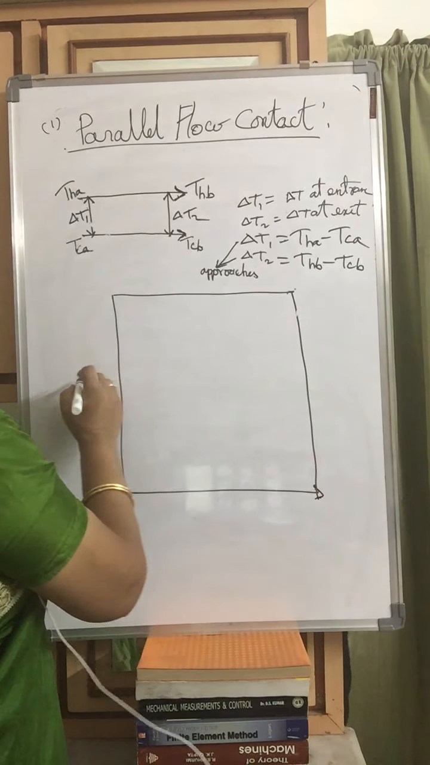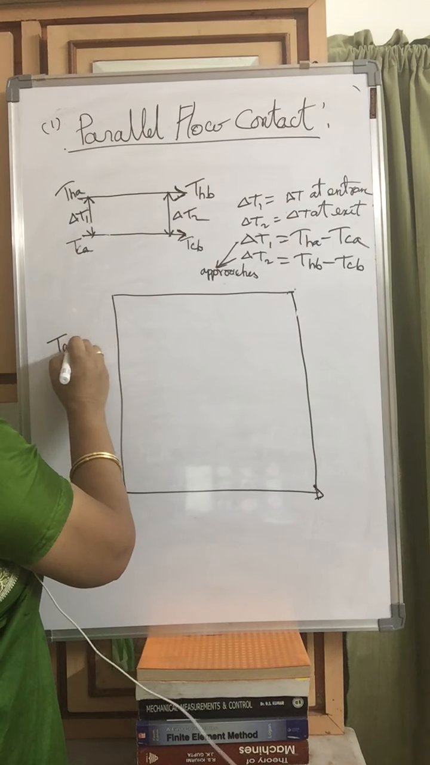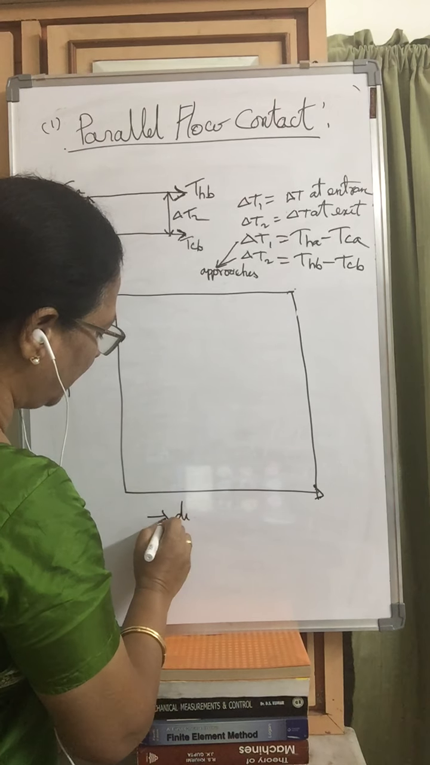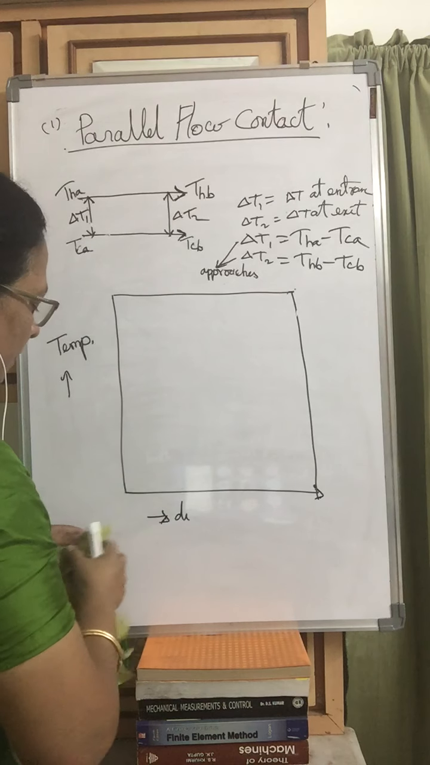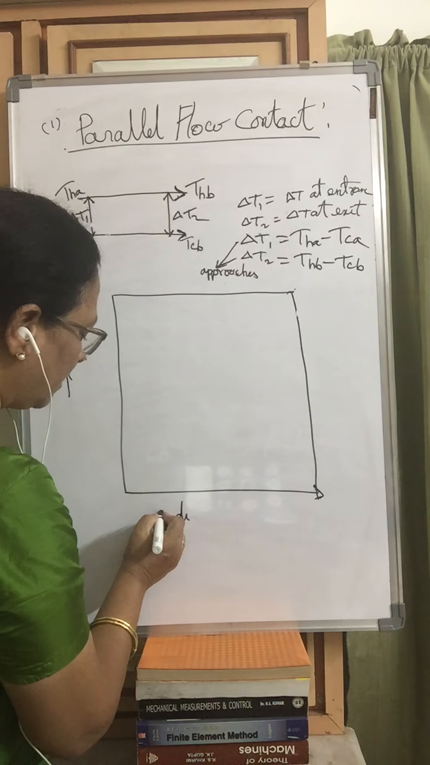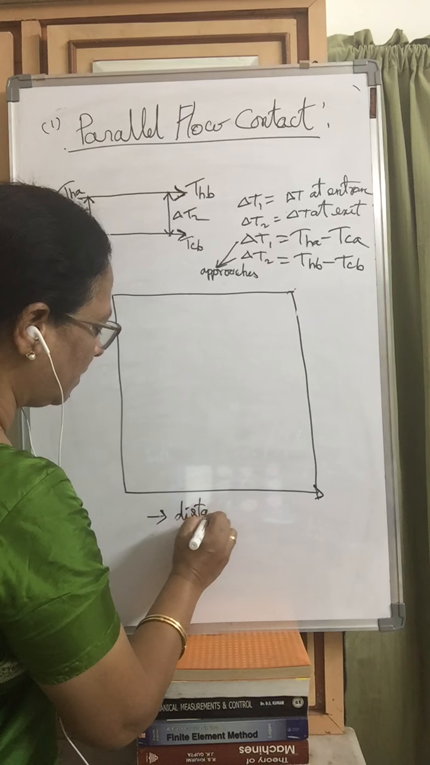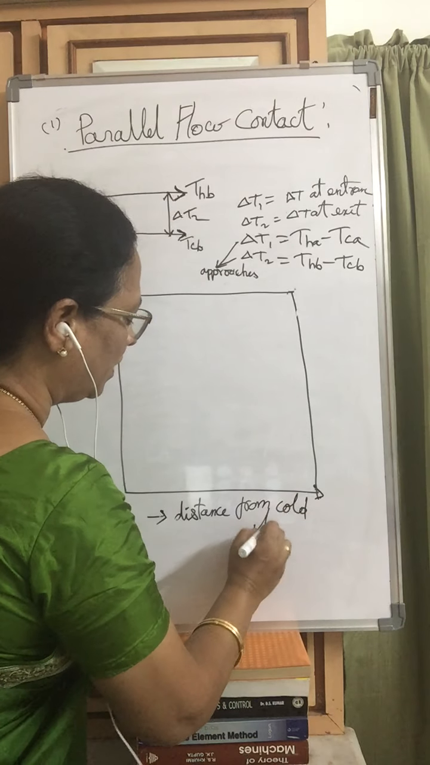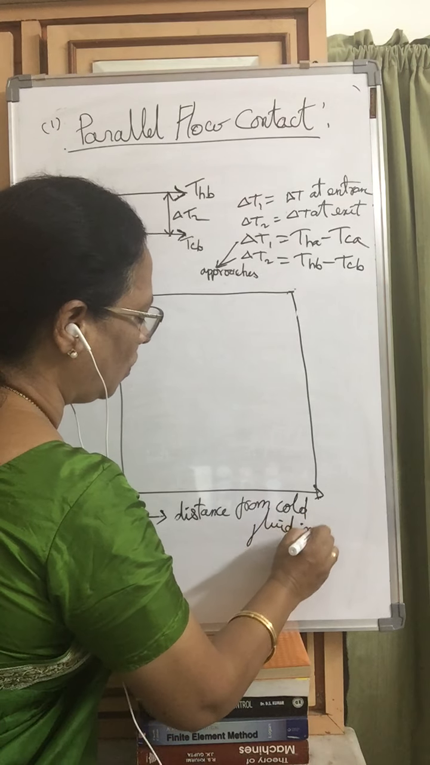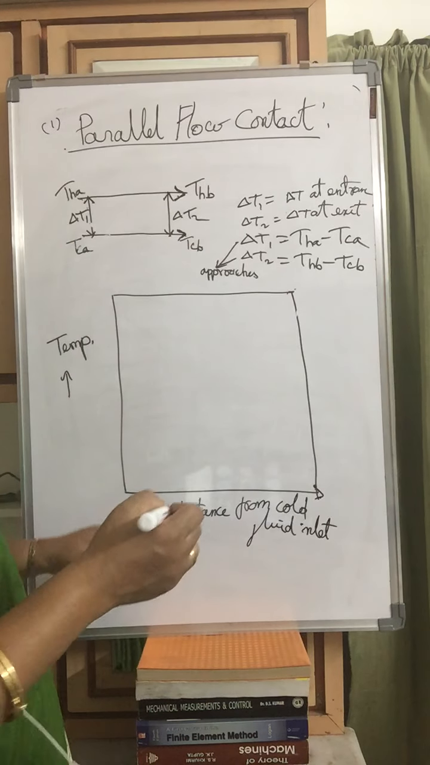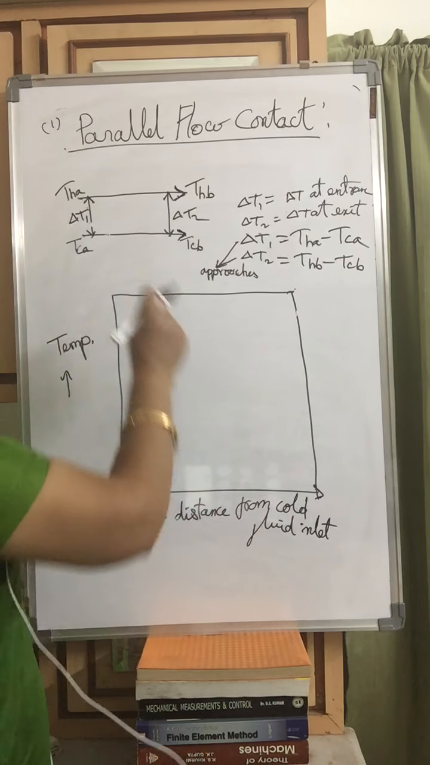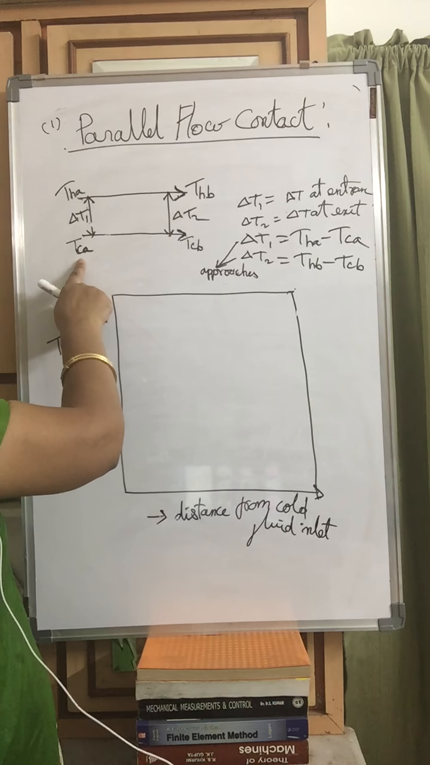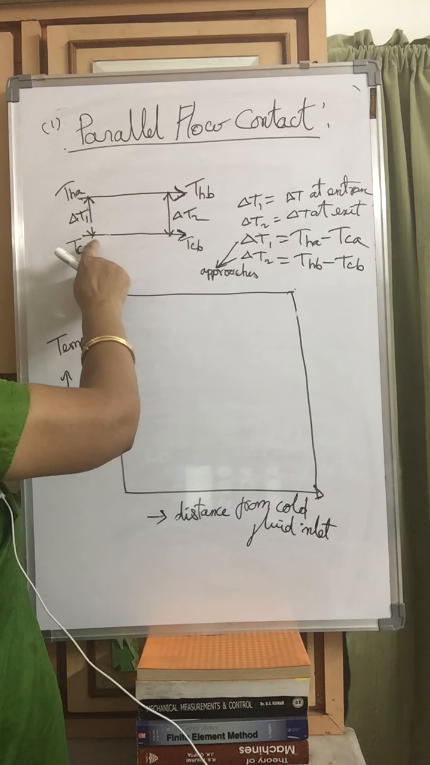Here, this is temperature. This is a temperature y-axis. This is distance from cold fluid inlet. Cold fluid inlet, okay? Cold fluid inlet means what? Is it TCA? Entering temperature of cold fluid is TCA. This is cold fluid inlet.